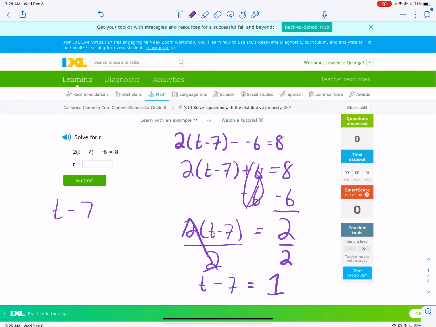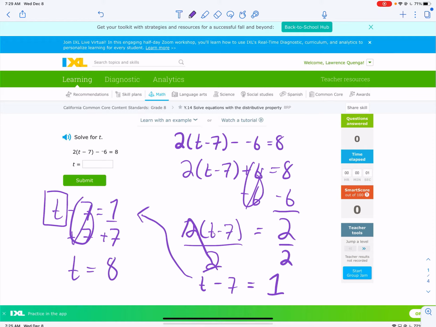So let's go ahead and resume it right here. We have t minus 7 equals 1, and all I need to do now to get this t by itself is add 7. And what I do to one side, I've got to do to the other. So I'm left with t on the left and 8 on the right. Okay? So your answer would be t equals 8.